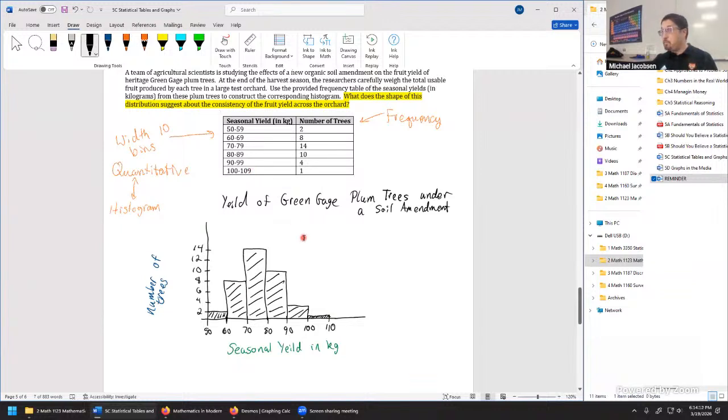Well, we got through the first part of the problem. The histogram is now down on paper. All it's doing is taking the raw data, which was summarized into a frequency table, and this is a nice summary. But now the data is visual, we can get a better idea of what really was going on with that soil amendment.